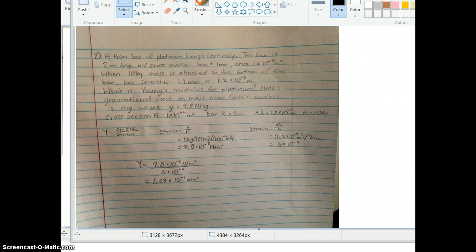Then we plug that back into Young's modulus, which is stress over strain. So our stress is 9.8 times 10 to the negative 5th newtons per meter squared over our strain, which is 6 times 10 to the negative 4th, and that equals 1.63 times 10 to the negative 1 newtons per meter squared, which is our Young's modulus for platinum.